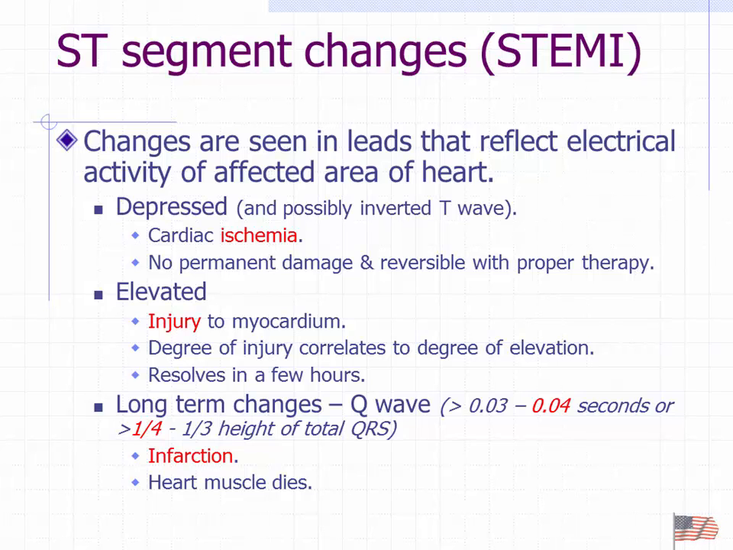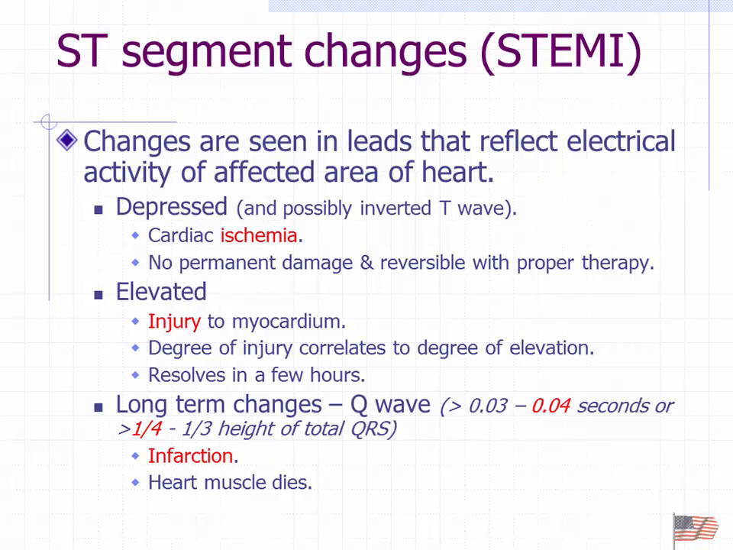This is why we can do an EKG on somebody and say that they have an old inferior MI. When did it happen? I don't know. But it happened at some point because I got a Q wave there. And it stays forever. It's a marker that's always there.